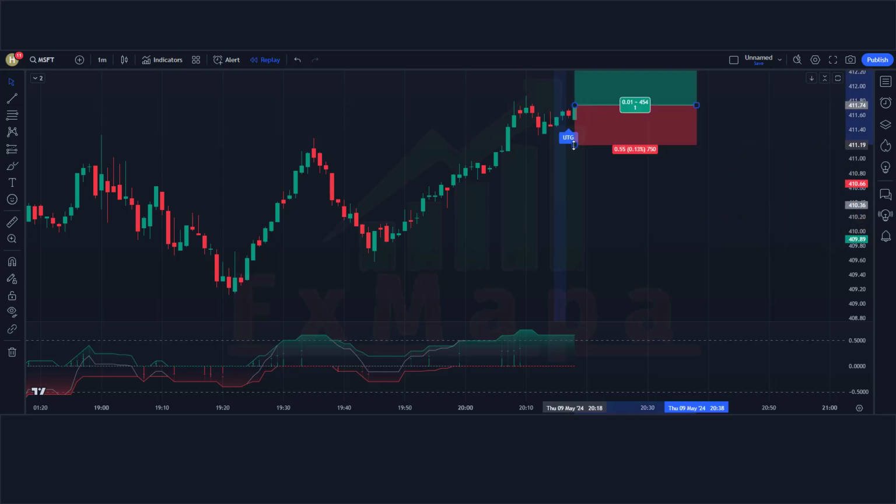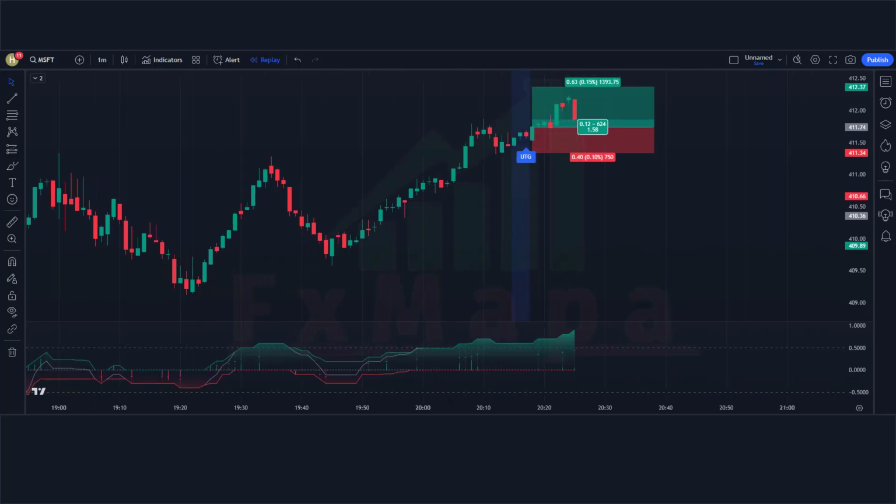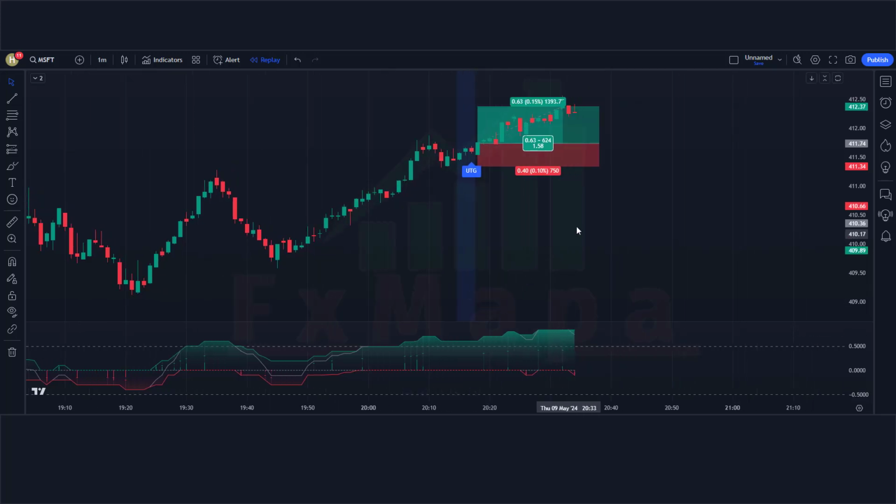Our stop loss will be placed at the current market's lower level, and the risk to reward ratio will be 1:1.5. Let's see what happens to our trade. Our trade is running in profit. We have won the trade.